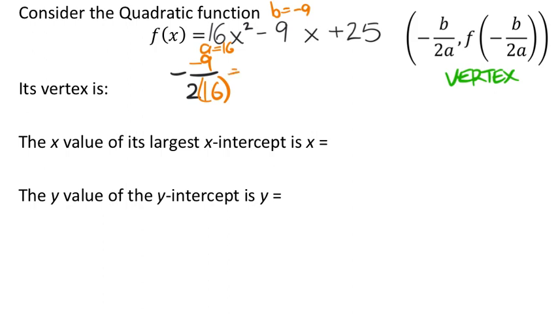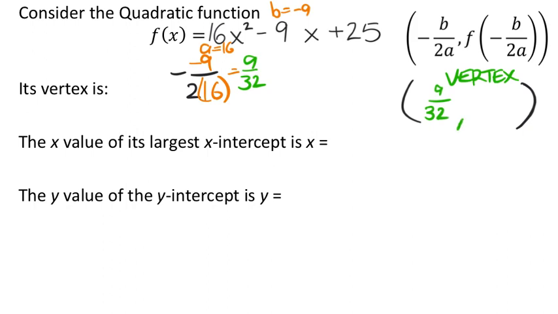9 over 32. Oh crap, I was in the wrong mode. That appears like it will not be simplified, so it's just 9 over 32. Now that's my x value for my vertex. What I then need is my y value.